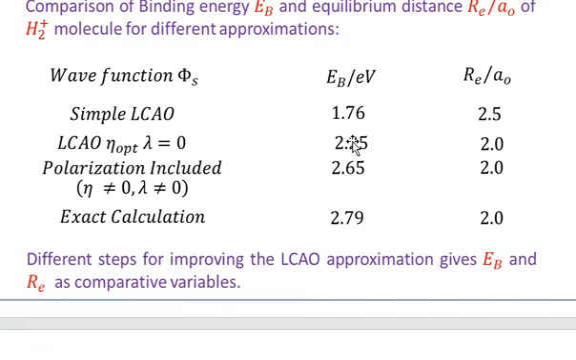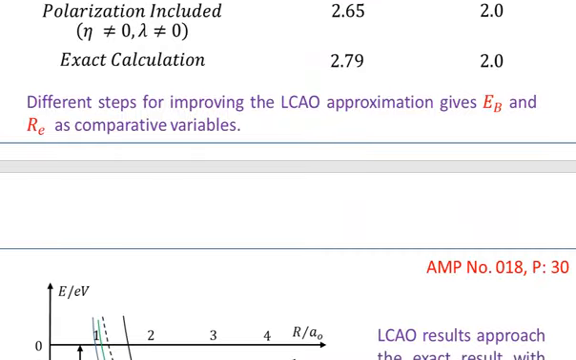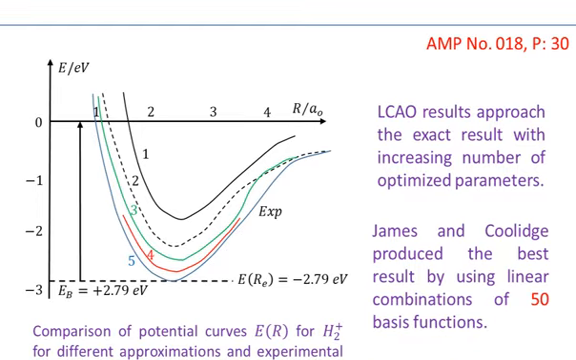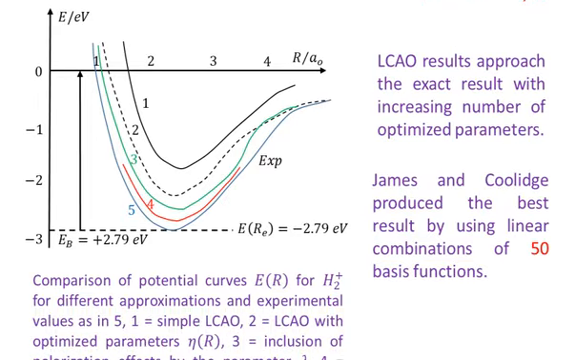So here you can compare different LCAO methods, different values of EB and Re, which can be compared with the exact calculations of the different LCAO methods under different parameter settings. So let me first explain these curves. But before that, let me read the caption for these curves.